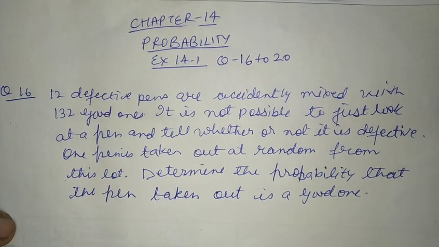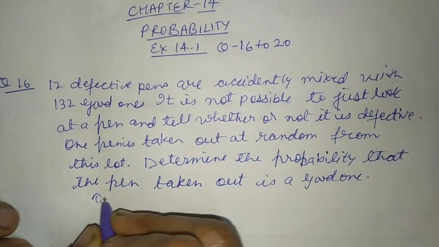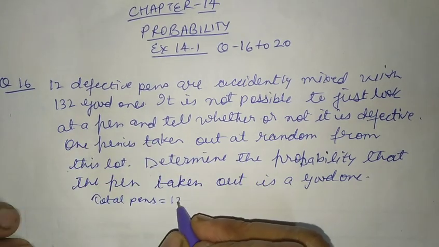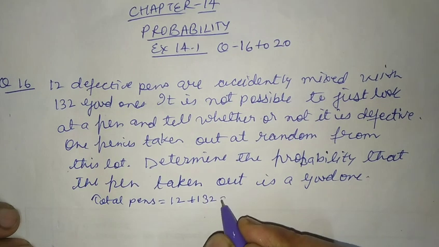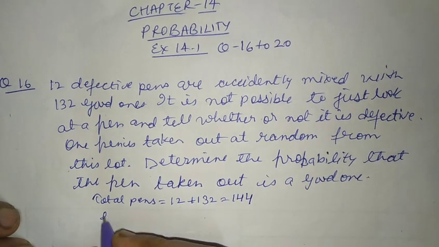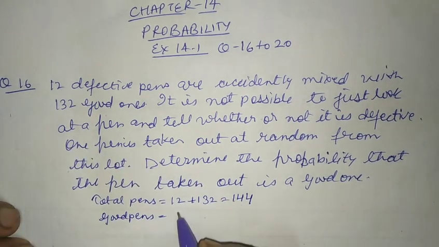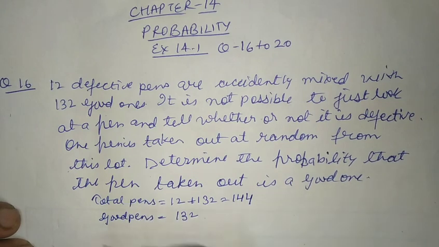Now let us first of all see how many total pens we have. So total pens we have: 12 are defective ones and 132 we have been given are good ones. So the total number of pens is 144 here, and good pens we have been given is 132. So we have to find the probability that the pen taken out is a good one.